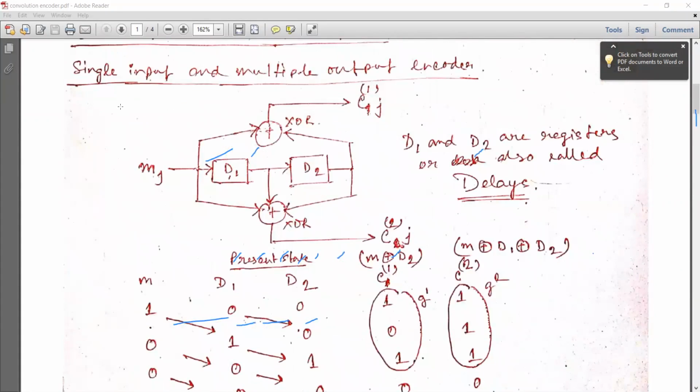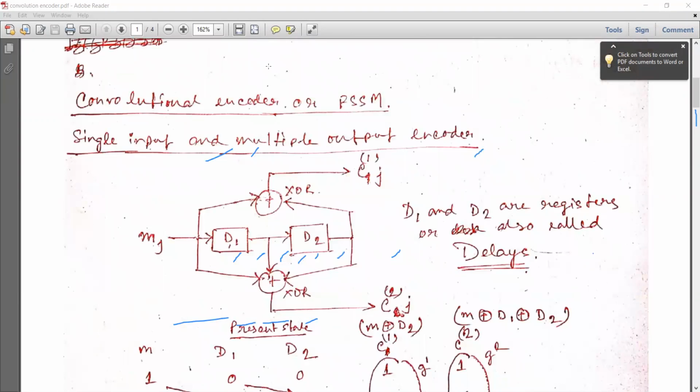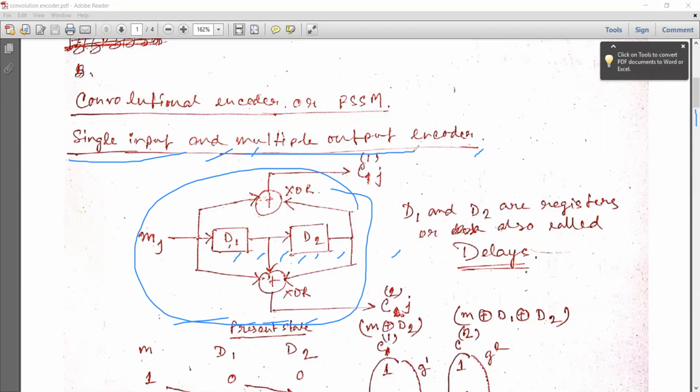This was considering a single input. Just note that this is the diagram for single input and multiple output. So in the next lecture, we will consider multiple input and multiple output.